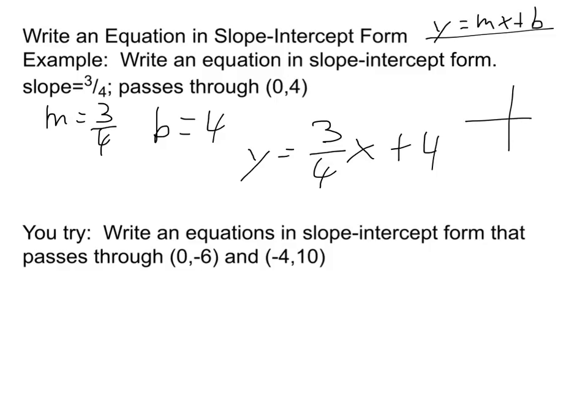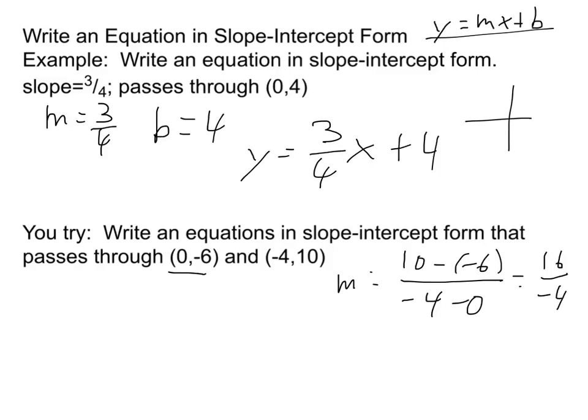Okay, we knew from last time that we can find slope between 2 points, which we need. We've got our y-intercept, so we just need to find m. M equals y2, which is 10, minus y1, which is negative 6, all over negative 4 minus 0. 10 minus negative 6 is the same thing as 10 plus 6, so that's 16 over negative 4 minus 0, which is negative 4. So my slope, m, equals negative 4.